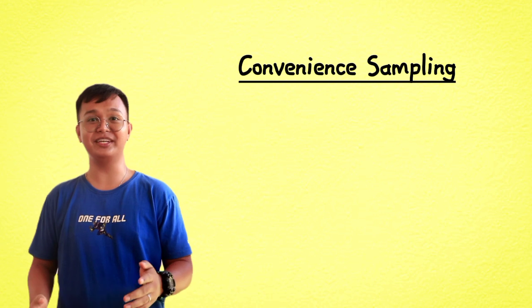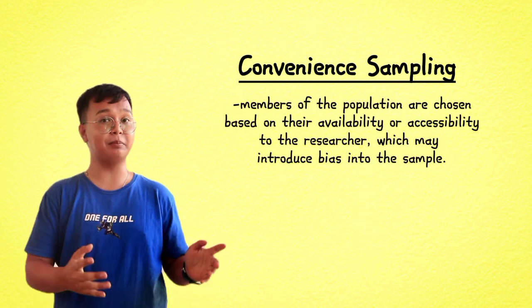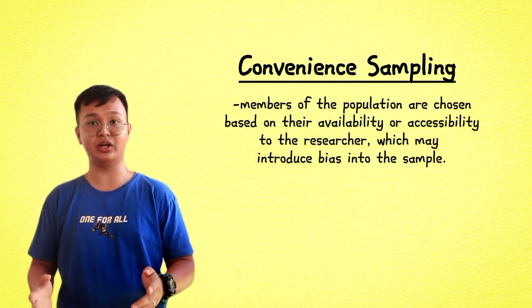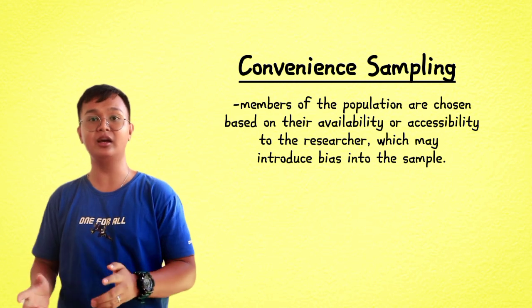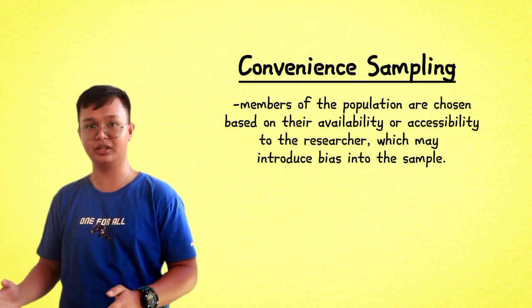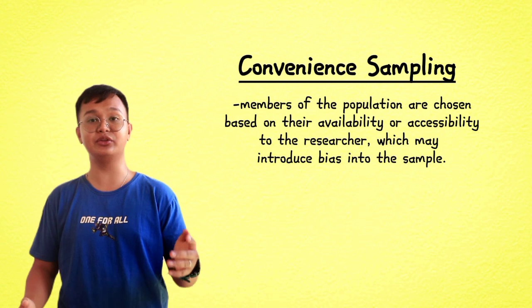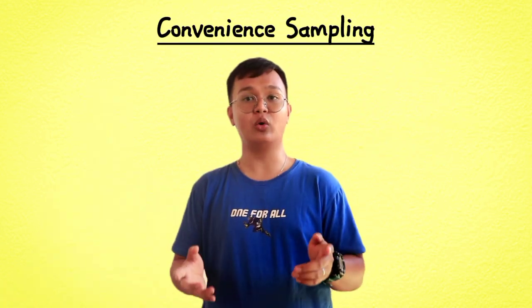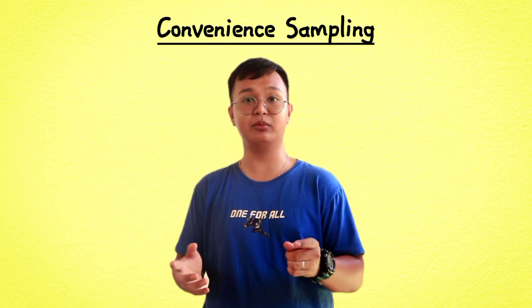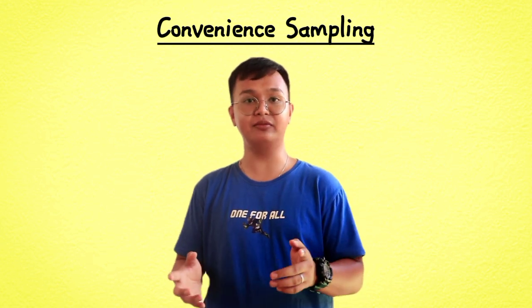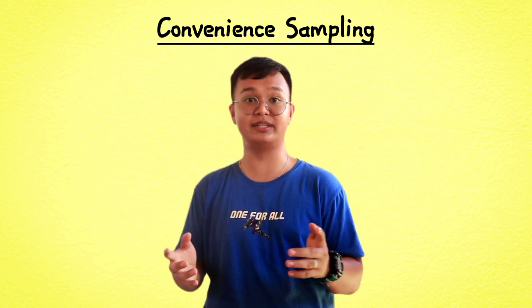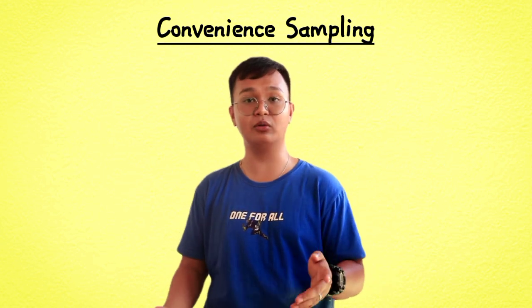Lastly, is convenience sampling. In convenience sampling, members of the population are chosen based on their availability or accessibility to the researcher, which may introduce biases into the sample. This is when we just pick whoever is easiest to reach or most convenient. It might not give us the best picture of the whole group since we're only choosing from a small part of it.